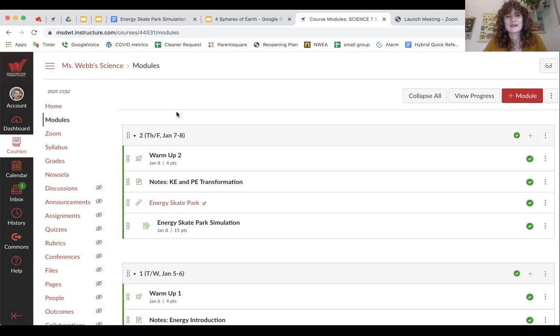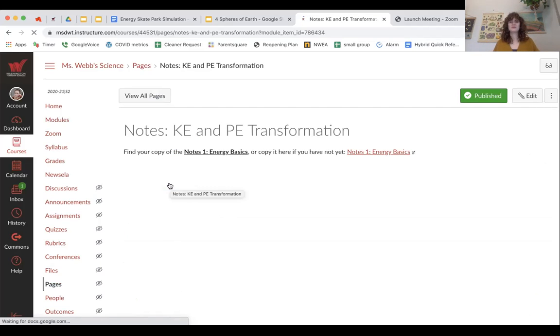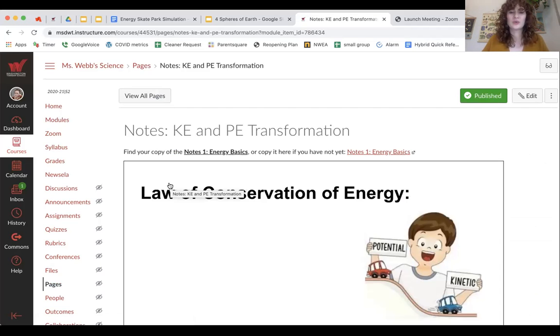Today in this module, we are still going to be focusing on kinetic and potential energy, but we're going to specifically look at how they can turn from one to the other, back to the first one, back to the second one, and that's called energy transformation.